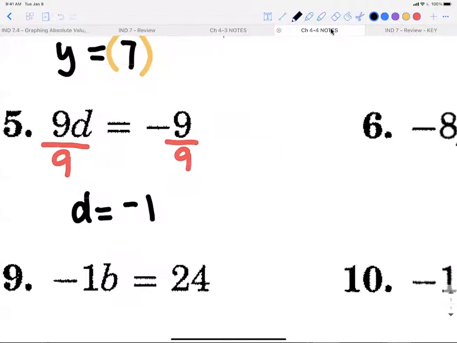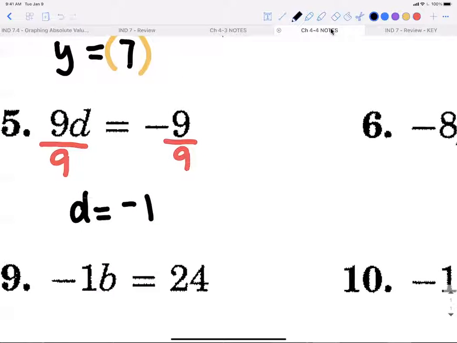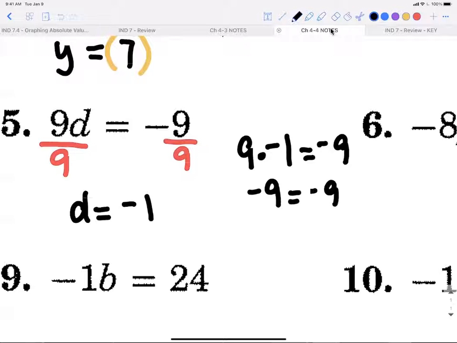Okay, now we check it. We take 9 times d. So 9 times -1, because that's what we found to be our d, equals -9. On the left, 9 times -1 is -9. So that one checks out. And again, the whole purpose of checking it is to catch errors. Kudos to those that told me that worked, because that's the whole point of checking it.